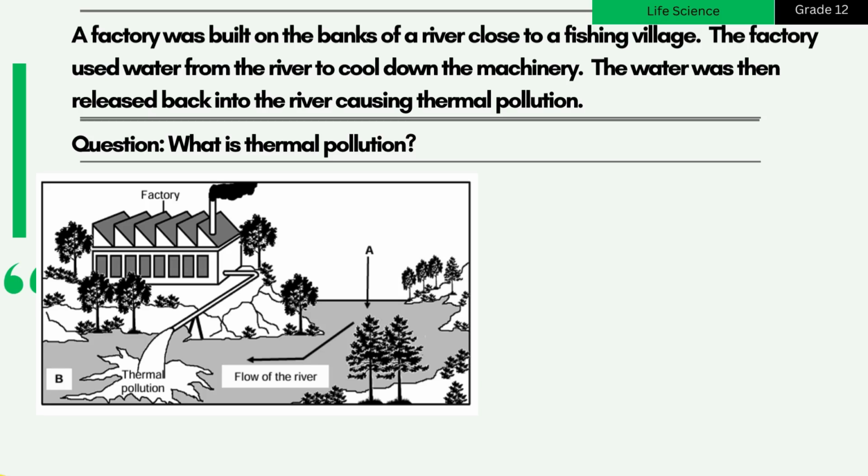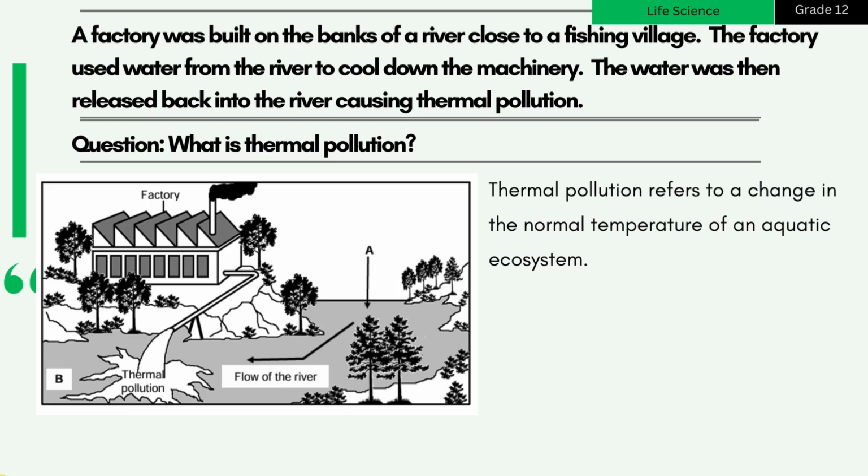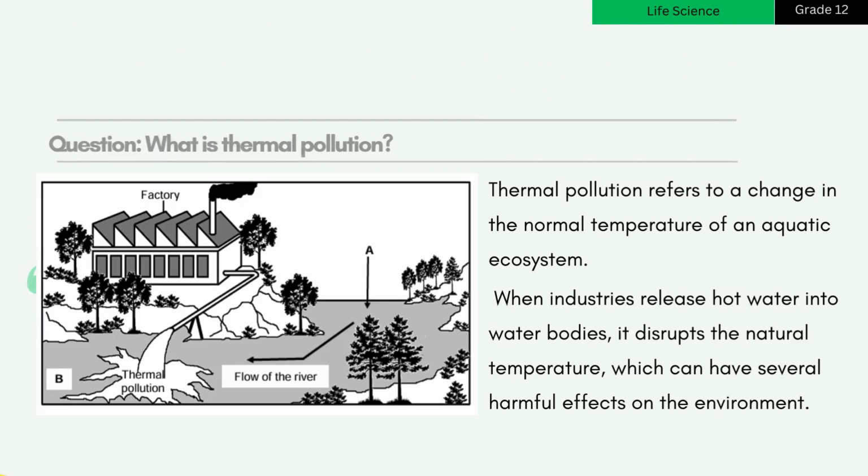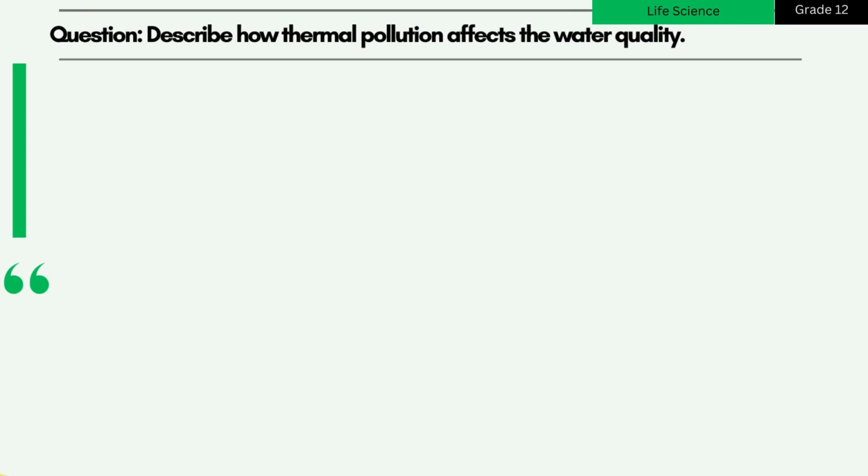Question: what is thermal pollution? Thermal pollution refers to a change in the normal temperature of an aquatic ecosystem. When industries release hot water into water bodies, it disrupts the natural temperature, which can have several harmful effects on the environment. Question: describe how thermal pollution affects the water quality.